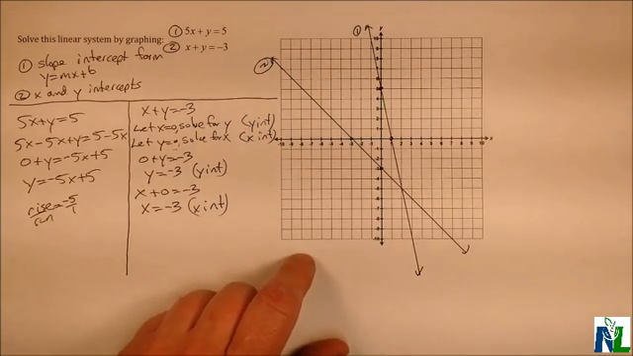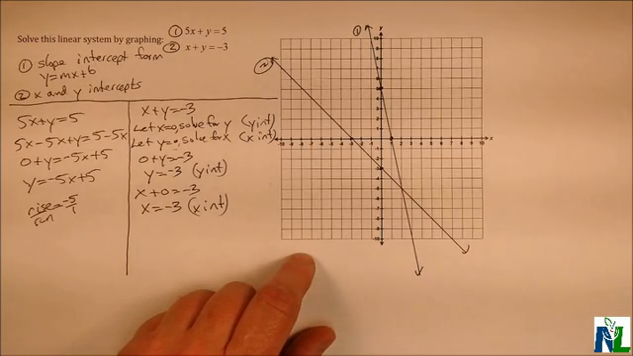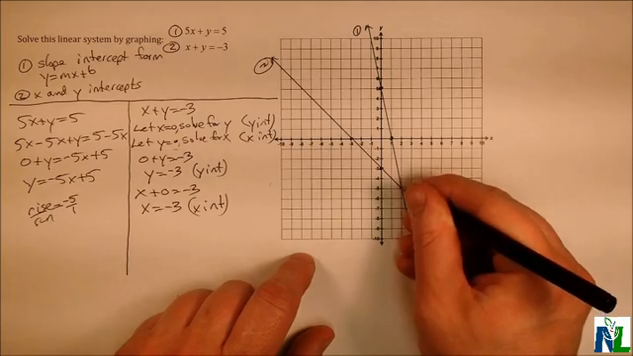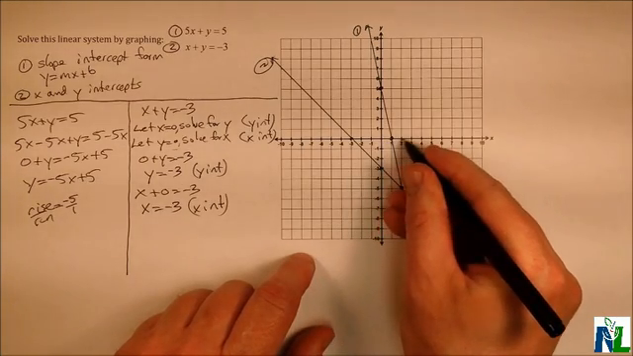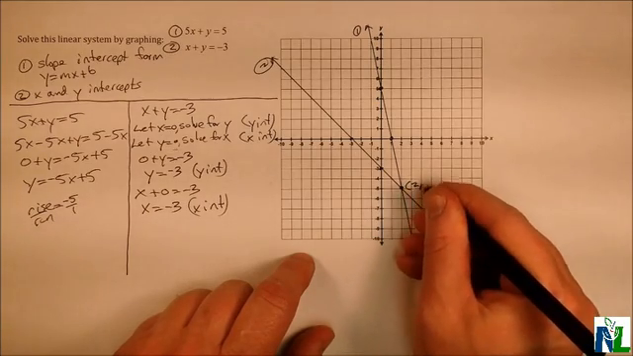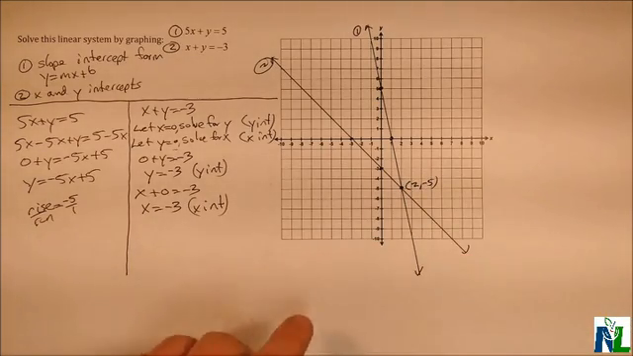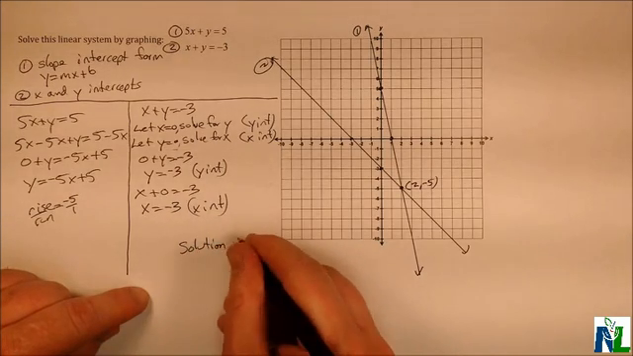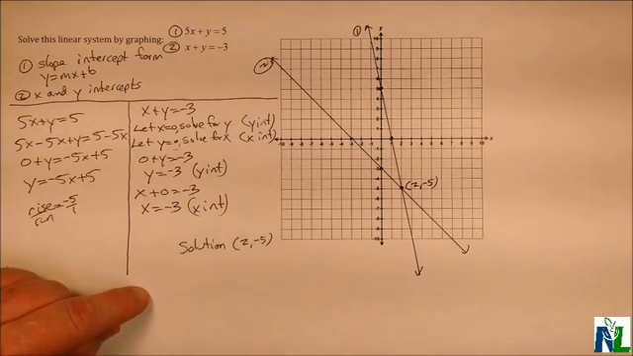Now the solution to the linear system is where these 2 lines are intersecting. They appear to be intersecting right here. x is 2, y is negative 5. So the solution to the system appears to be x is 2, y is negative 5.